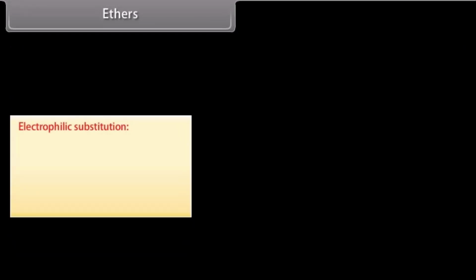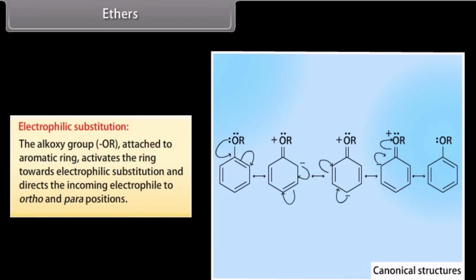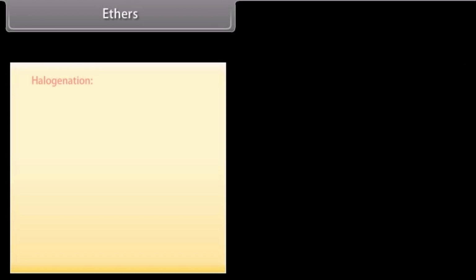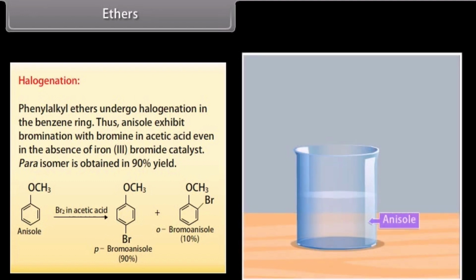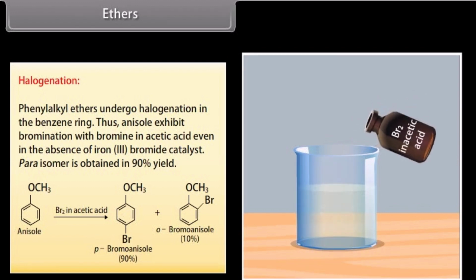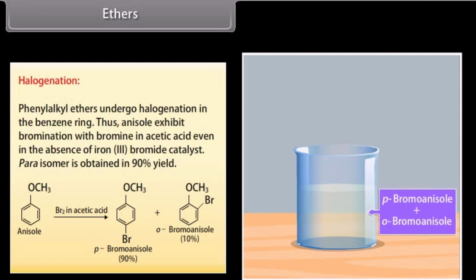Electrophilic substitution. The alkoxy group attached to the aromatic ring activates the ring towards electrophilic substitution and directs the incoming electrophile to ortho and para positions. Halogenation. Phenylalkyl ethers undergo halogenation in the benzene ring. Thus, anisole exhibits bromination with bromine in acetic acid even in the absence of iron(III) bromide catalyst. The para isomer is obtained in 90% yield.